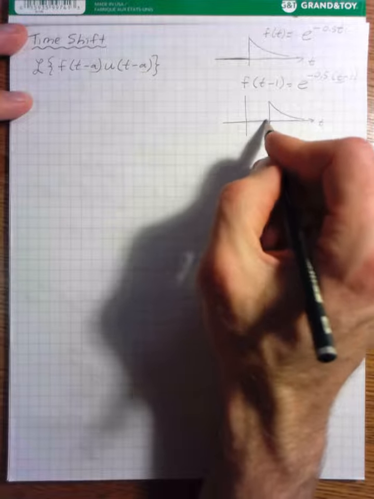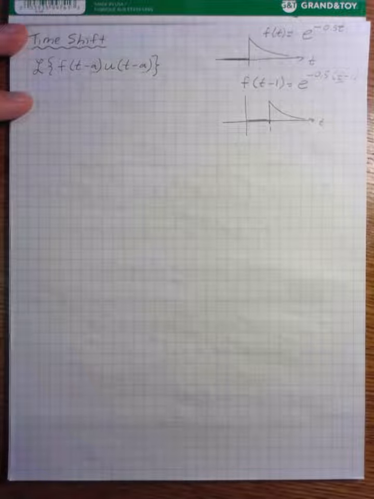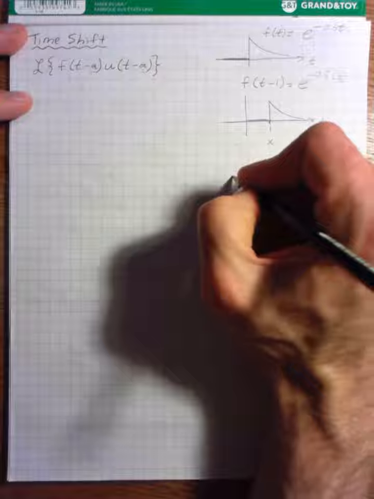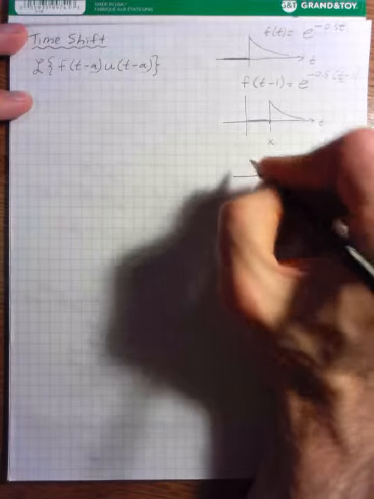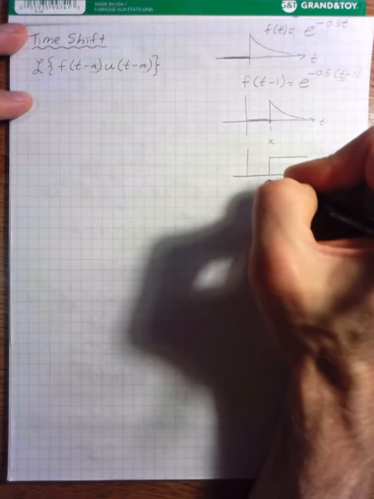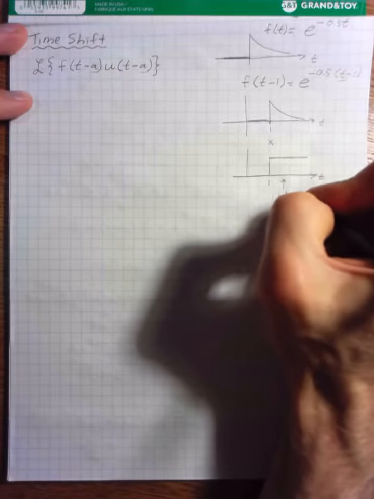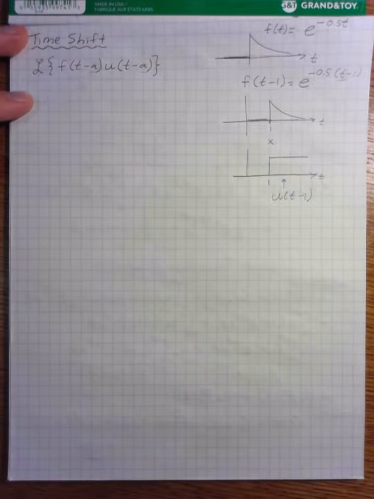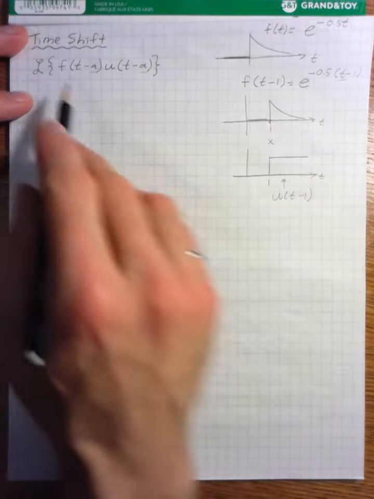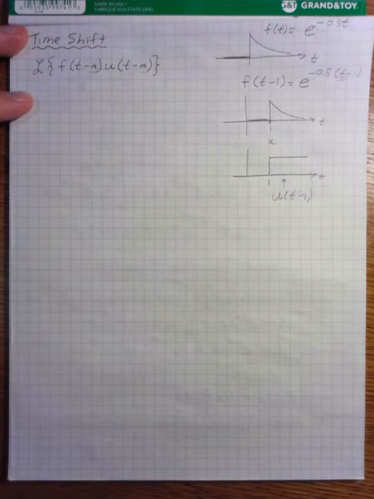And then before that, this value is equal to 0, just because it was equal to 0 out here. The way that we ensure that is we multiply this by a unit step function that has also been delayed by 1 second. So this is u of t minus 1. And that's just to really rigorously ensure that this signal is 0 for any value before the time shift.